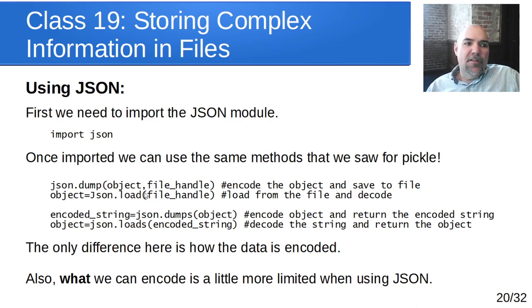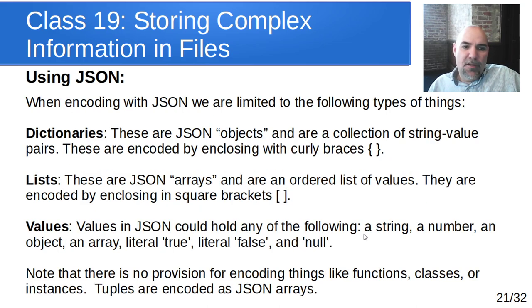And there is one other difference though, and that's that what we can encode is a little more limited when using JSON than it was with pickle. So let's take a look. First off, when encoding with JSON, we're limited to the following types of things: dictionaries, lists, and values. Dictionaries are basically a collection of string value pairs. They're encoded by enclosing with curly braces. Lists are arrays, or what are called JSON arrays, and those are ordered lists of values. They're enclosed in square brackets. And then values could be a string, a number, an object, an array, literal true, literal false, and null.